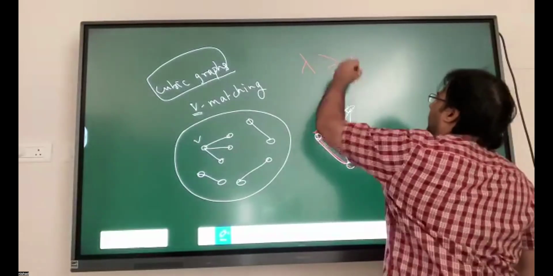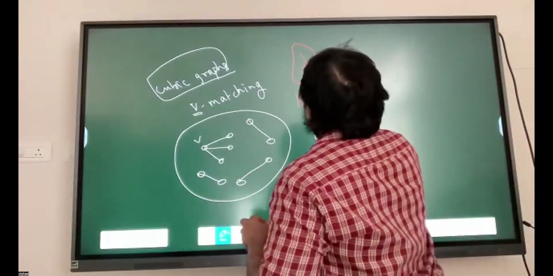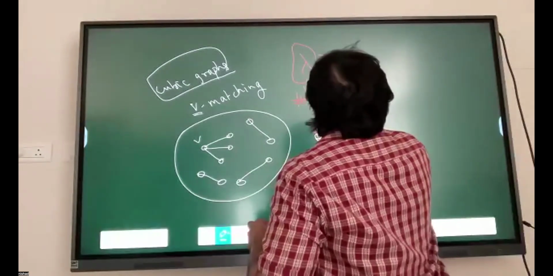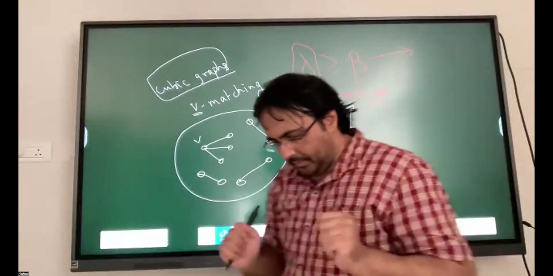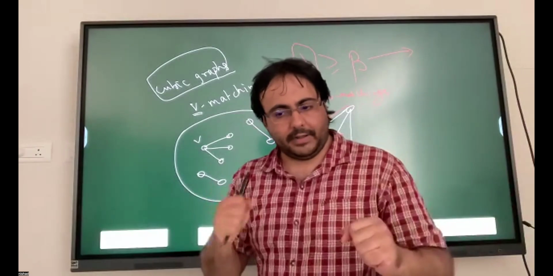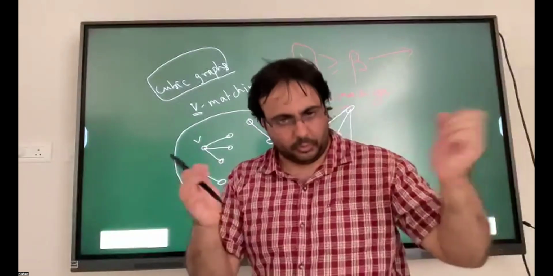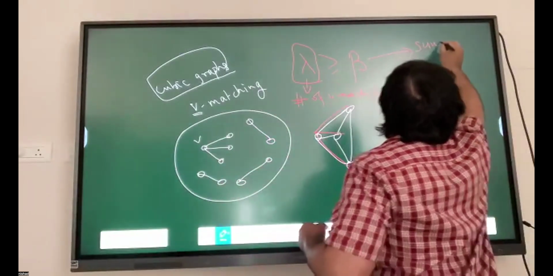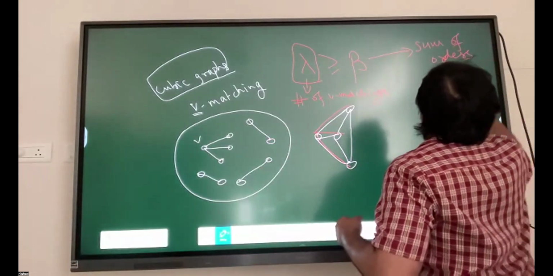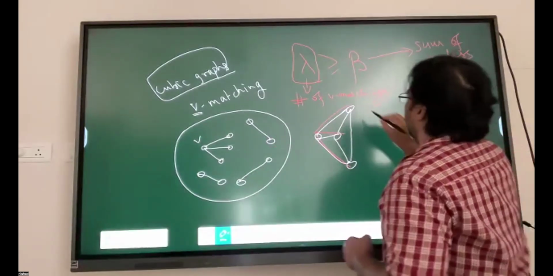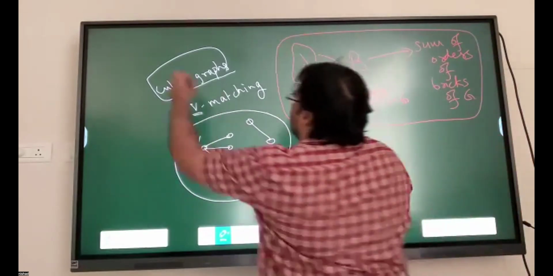Lambda is at least beta. What is lambda? Lambda is the number of V matchings. And what is beta? You take all the bricks and you sum up the number of their vertices. For example, if one brick has 4 vertices, another brick of the graph has 6 vertices. Then my beta is 4 plus 6 equal to 10. So this is the sum of orders of bricks of the graph G. And this is the number of V matchings in G. And he proved this result for all two connected cubic graphs.